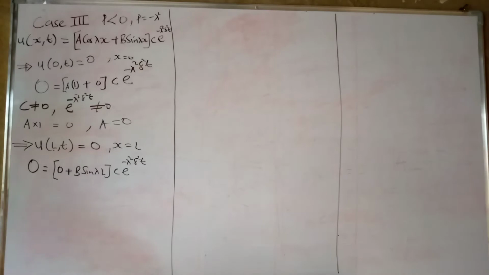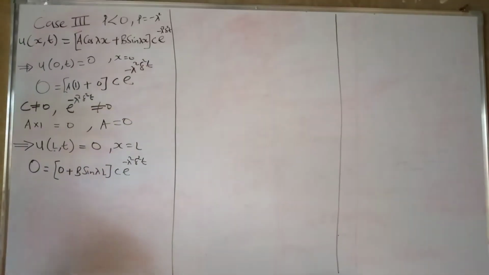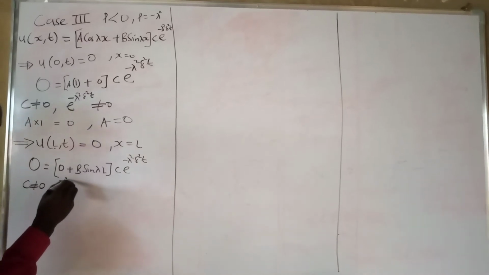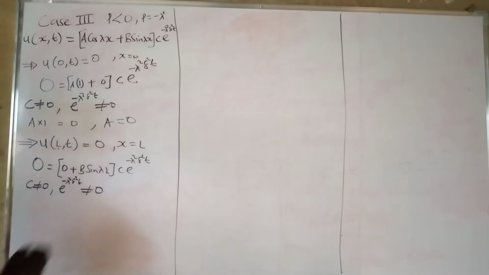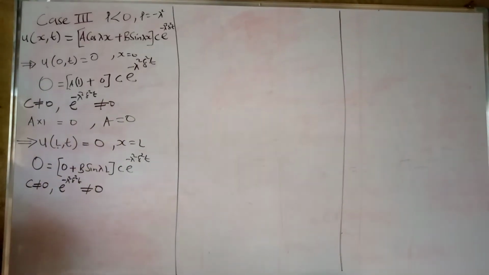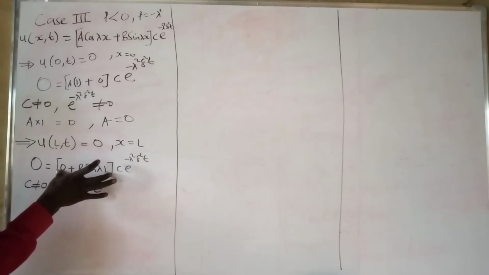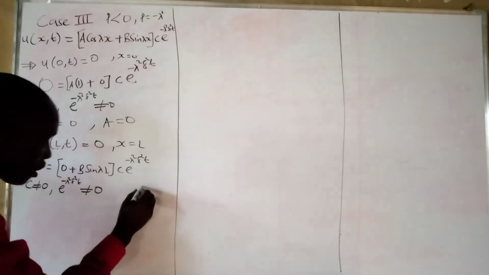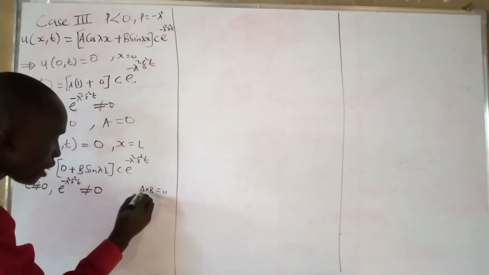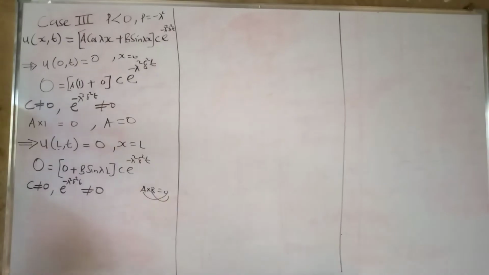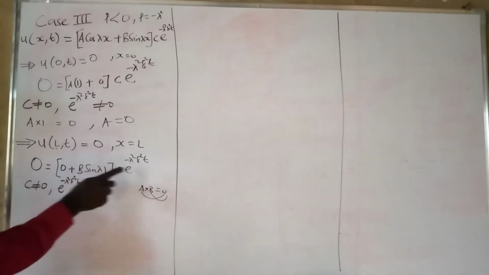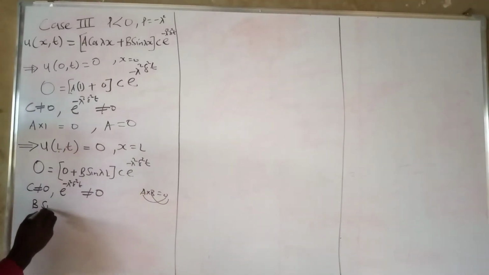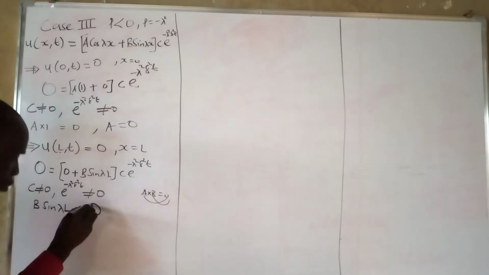We get, so now this being a value of its own, this being a value of its own, can be equal to 0. Meaning our c can be equal to 0. Our exponential negative lambda squared sigma squared t can be equal to 0. Because they are values of their own. So then next the whole function in the bracket can be equal to 0, because that's using the zero property. The word says a times b is the same as 0, meaning either a is 0 or b is 0. But now the term in the bracket can be equal to 0, meaning our b sine lambda L is the same as 0.